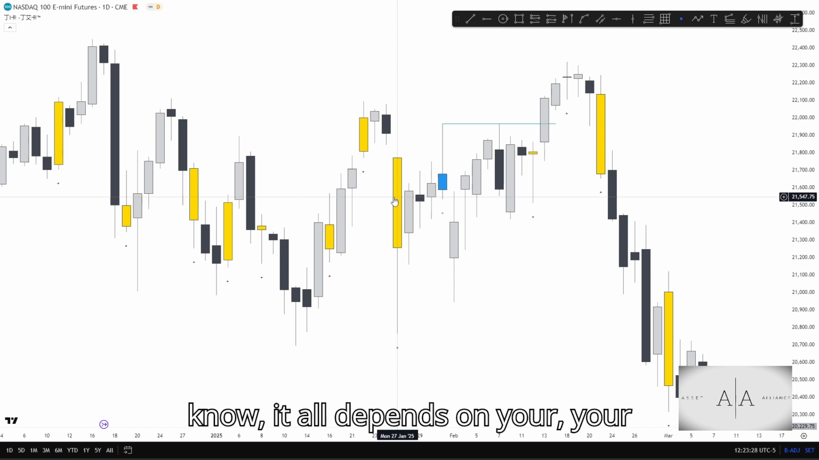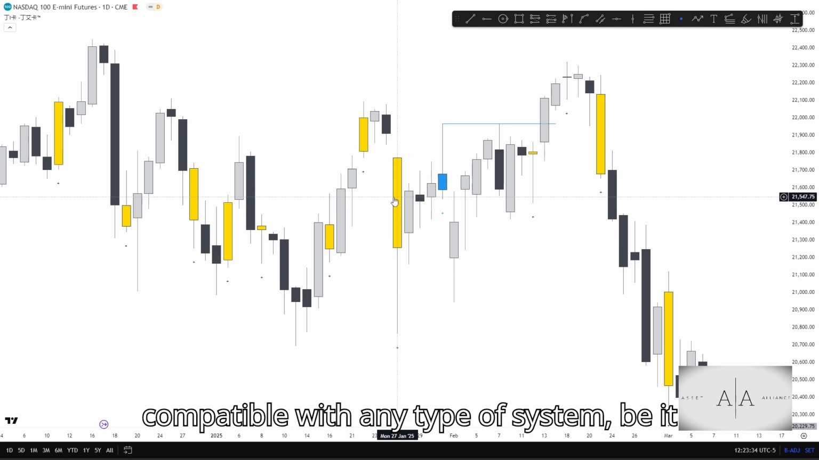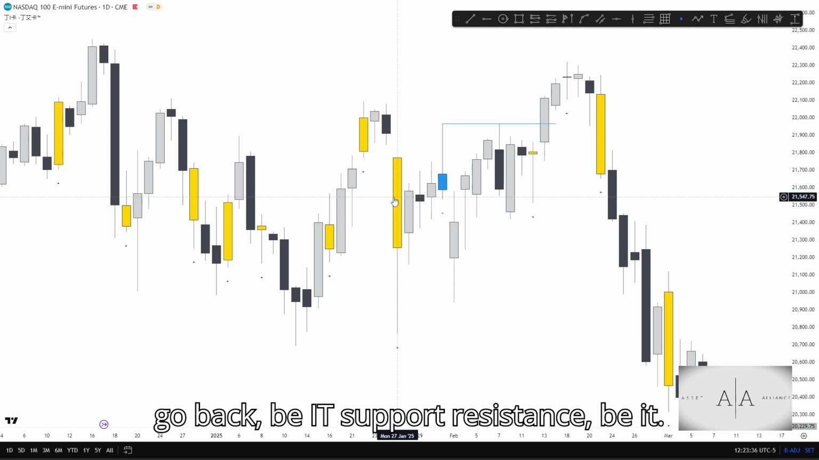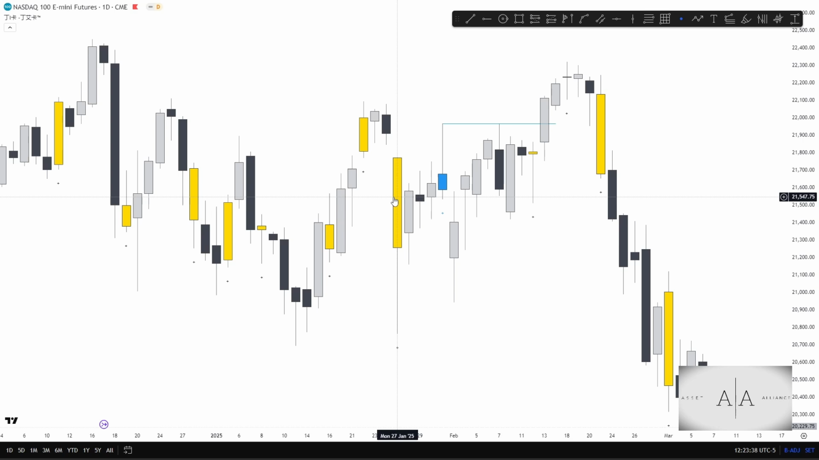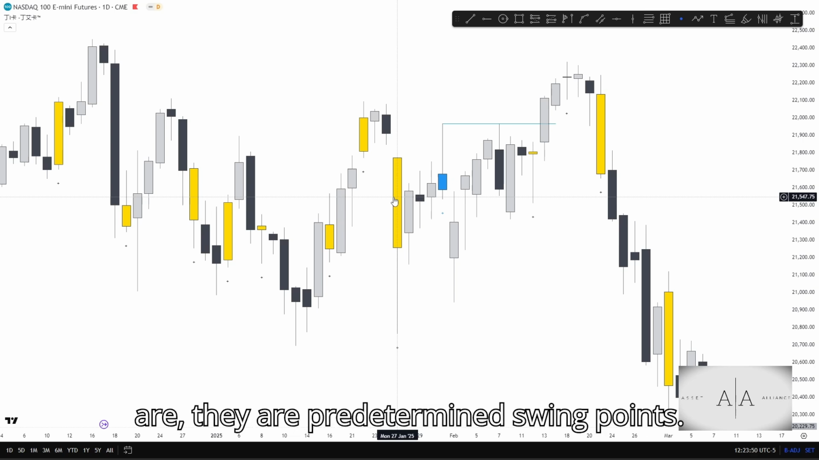You know, it all depends on your way of doing things. This is completely compatible with any type of system, be it Goldback, be it support resistance, be it SIBI, BISI, be it Unicorn, really anything ICT, really anything. Since these are swing points, right? So they are predetermined swing points.